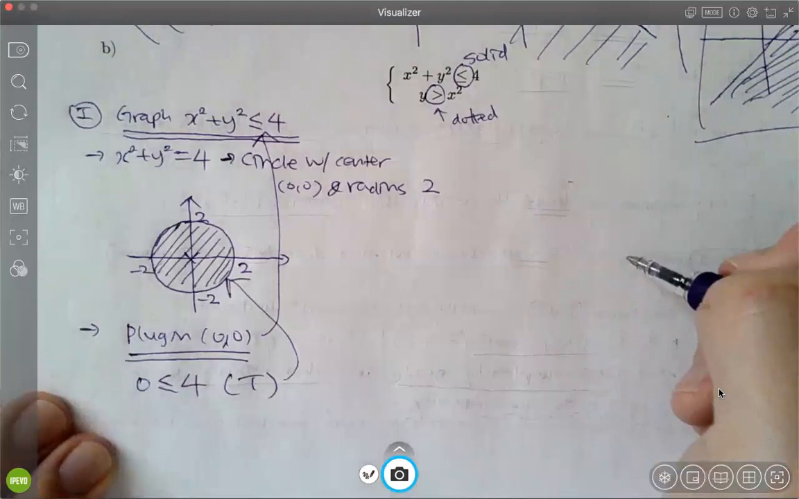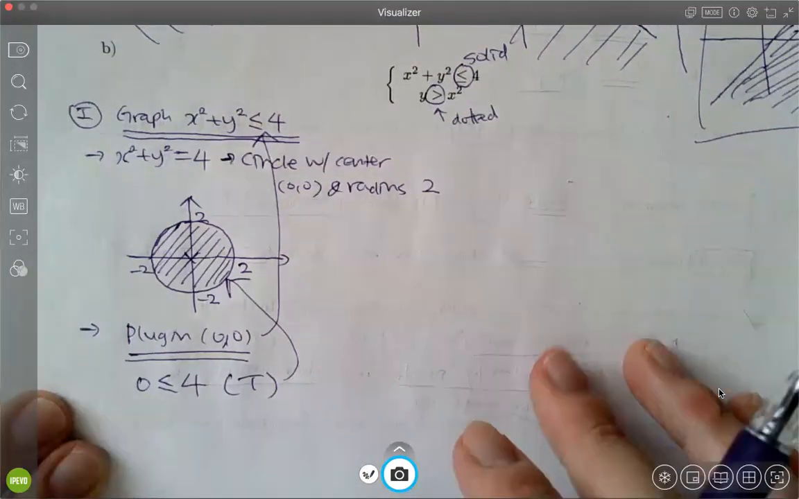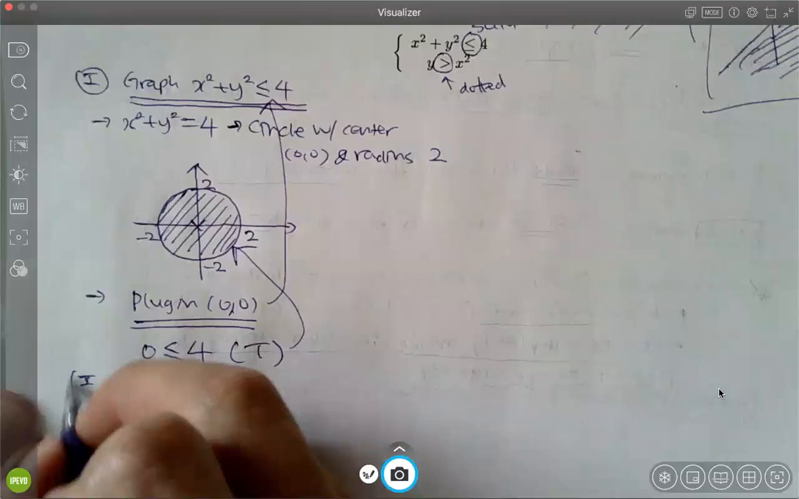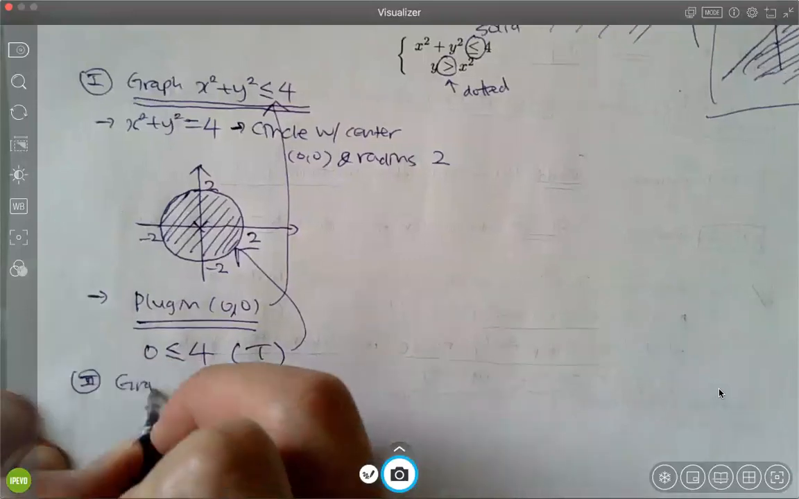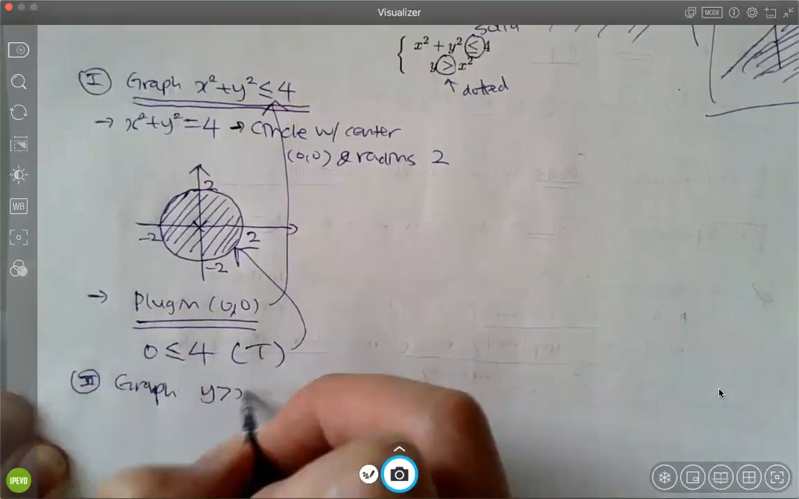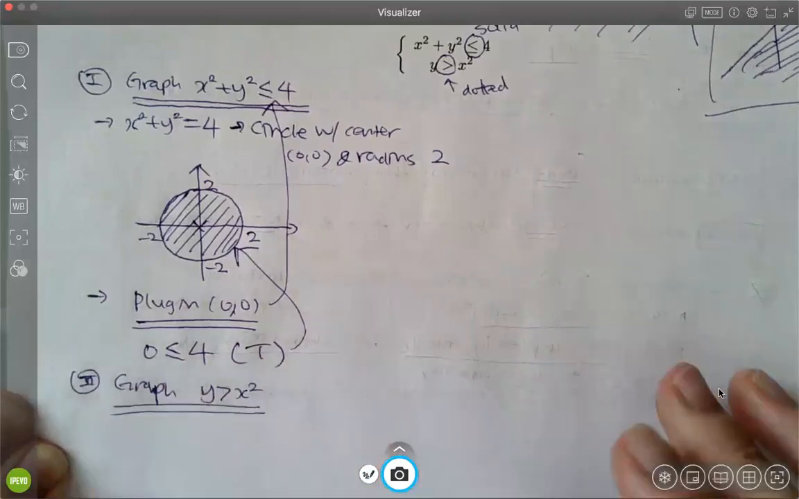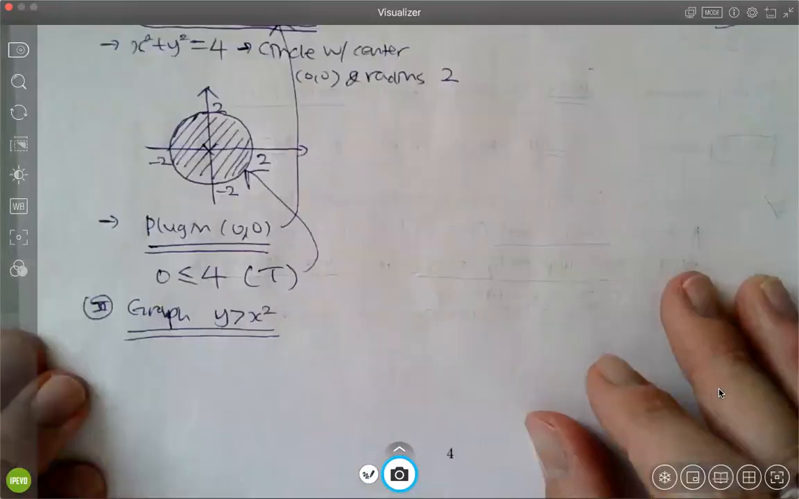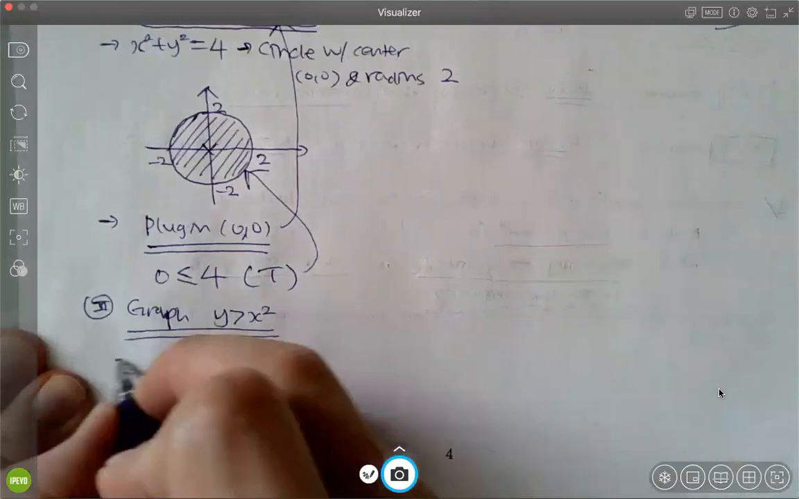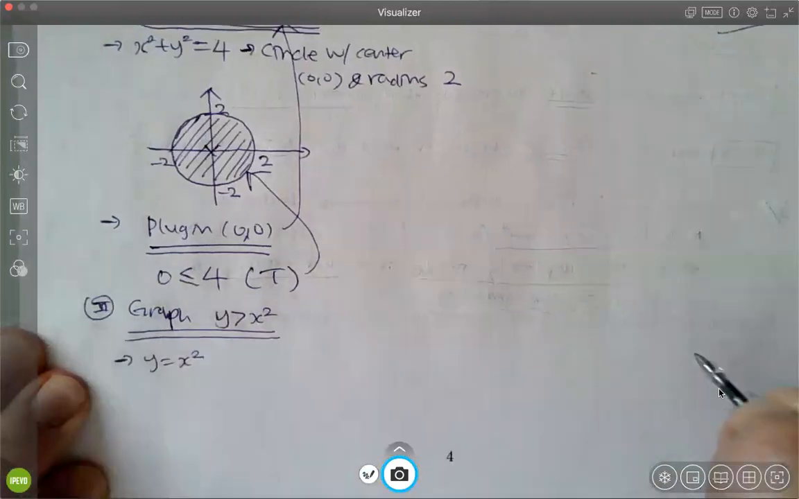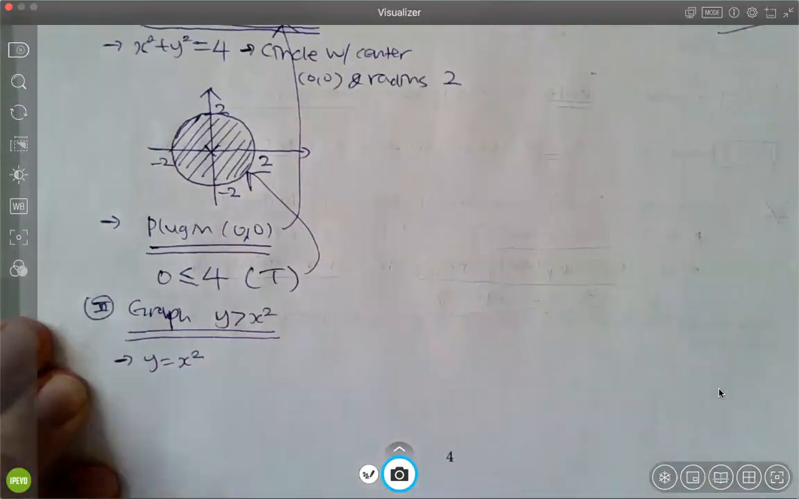Okay, and now graph the second one. So graph y is greater than x squared. Okay, so that means we have to look at y equals x squared. Have we seen this equation before? And how does the graph look like?